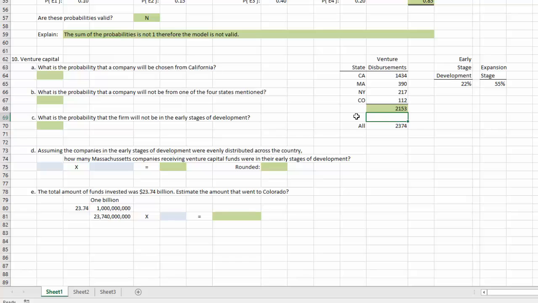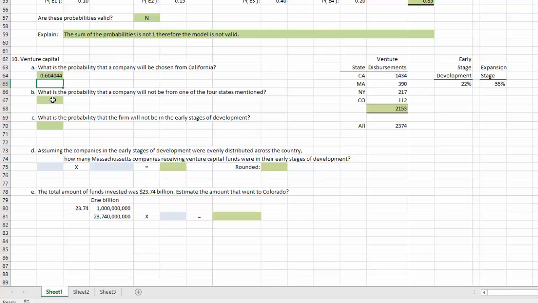Okay, so what is the probability that a company will be chosen from California? That calculation is relatively simple. We just want to take the equal sign. We want to take the number of venture disbursements in California and divide it not by this number here, which is a total of 4 states, but we want to capture all the states. So simply the number of California divided by the total number of venture disbursements across the nation, and hit enter. So now we have the probability that a company will be chosen from California is 60%.